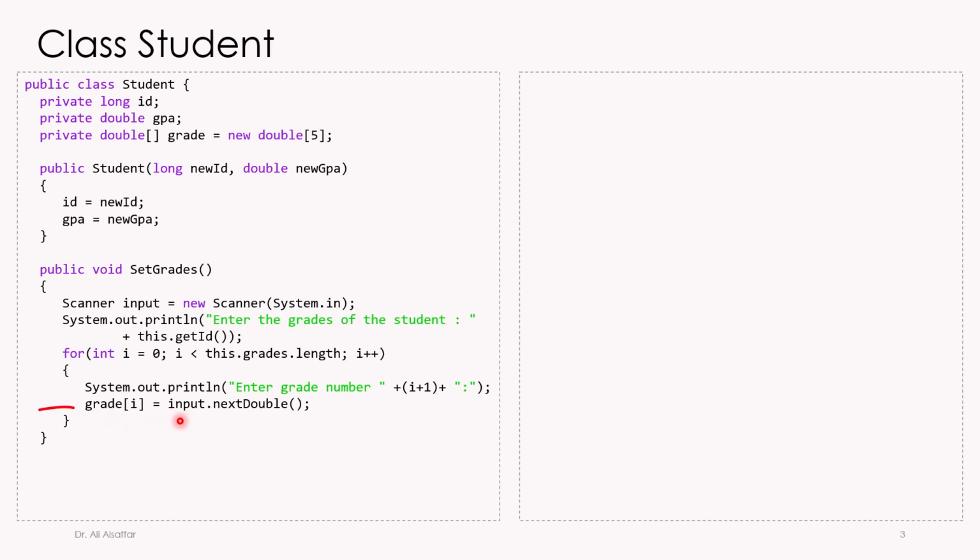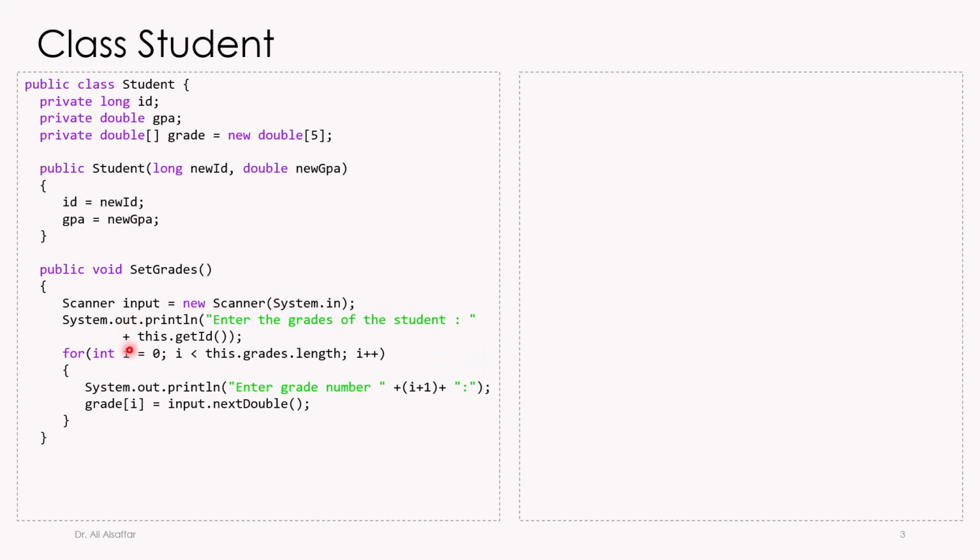Notice here we are reading the data from the user and saving the data directly into grade. So there is no need to save it into a variable, and then from that variable copy it into the array. Another thing, we know that for arrays indices start from 0. So therefore when we print a message asking the user to enter, let's say grade 1, grade 2, and so on, we need to start from 1. This is why we are printing i plus 1 as the grade number.